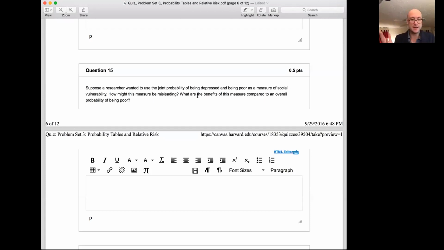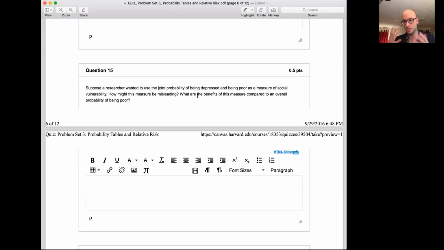So there are pluses and minuses to a lot of different things. It could be misleading to look at just being poor and depressed if you're comparing it to the full population, because the poor population is small. What are the benefits of comparing this measure, poor and depressed, to an overall probability of being poor? That's exactly what I said.